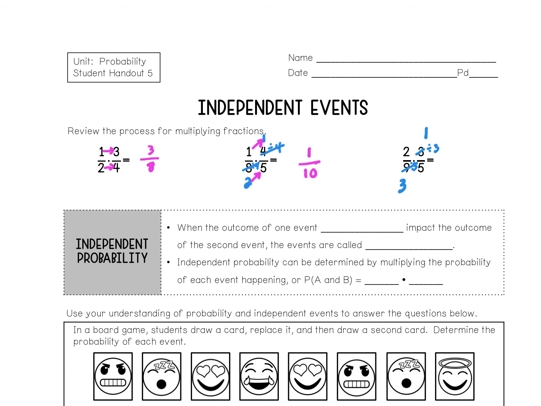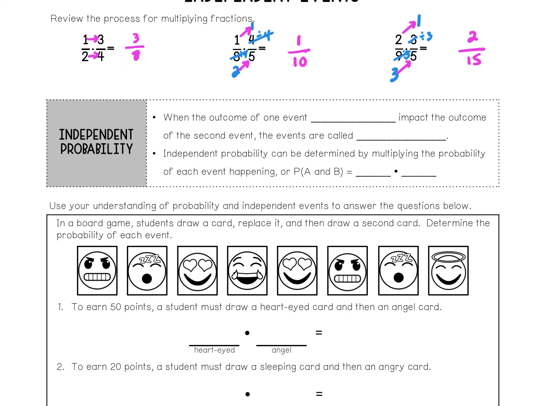So when I multiply now, 2 times 1 would be 2, and 3 times 5 would be 15, which is what we had after we reduced. All right, so that's been a while perhaps since we've done that. Let's move forward. And our topic today is independent probability.